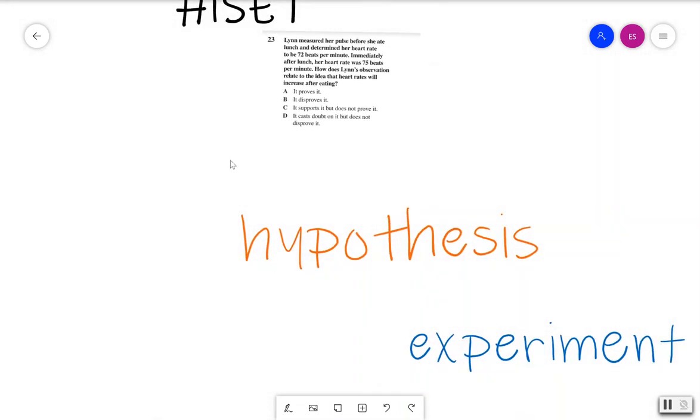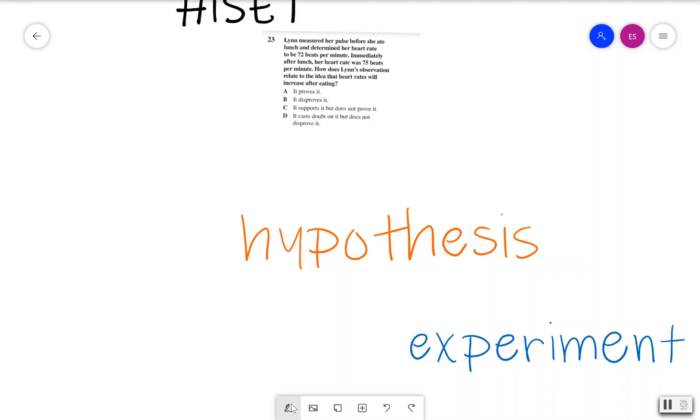So let's think about Lynn for a second. It says that her heart rate did increase. In this particular case, it did increase from 72 beats per minute to 75 beats per minute. So that certainly does not disprove that hypothesis that if she eats it will increase her heart rate. But does it prove it? The answer is no. It doesn't prove it. It actually would just support it.